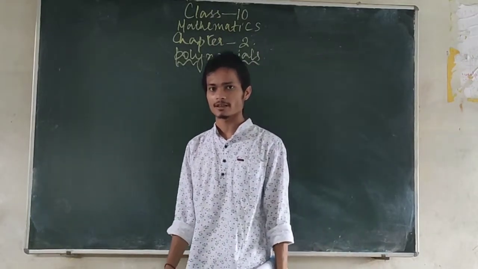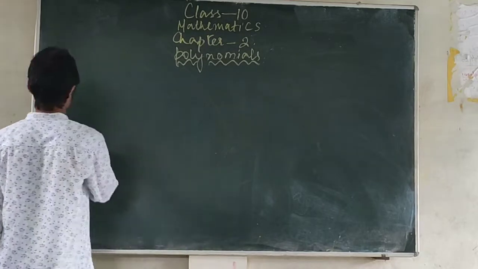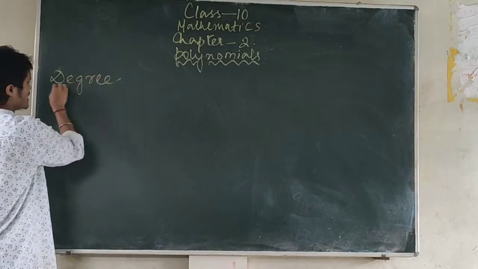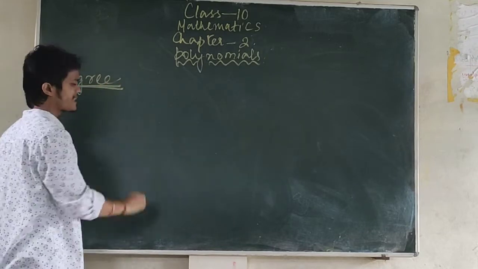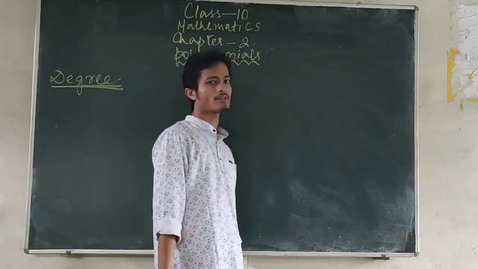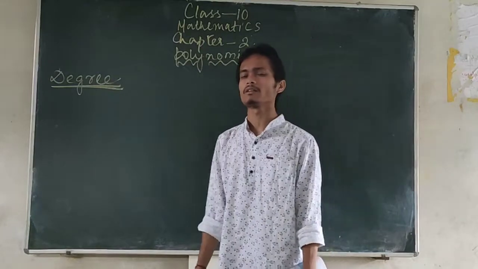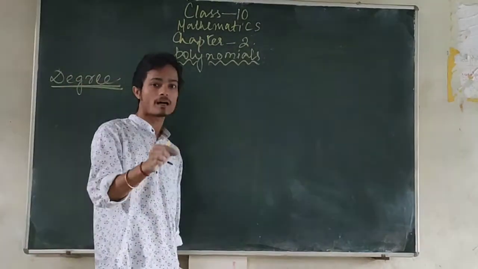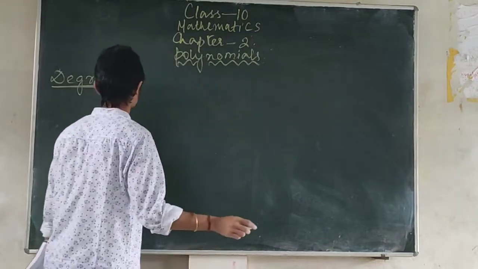Polynomial in one variable, you have already studied about degree. What is degree? Degree means the highest power of a polynomial. The highest power is called degree.